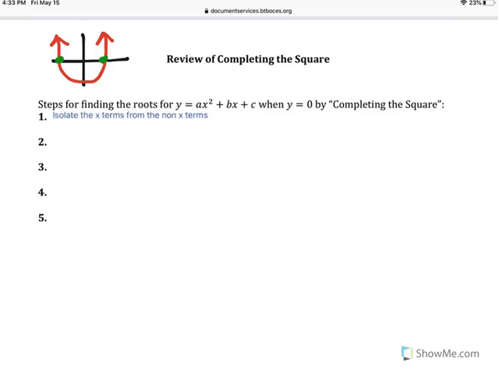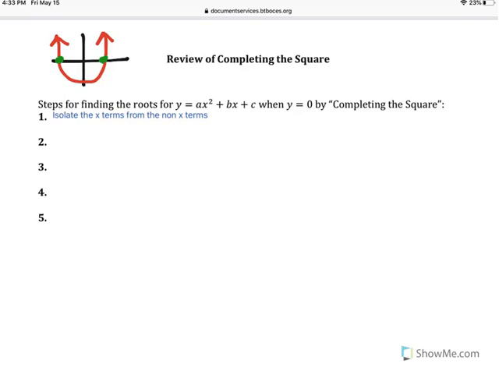And what that means is that anything with an x needs to be on one side. I typically like to keep it on the left, all the x's. And anything that does not have an x attached to it would have to move over to the right-hand side of the equation.